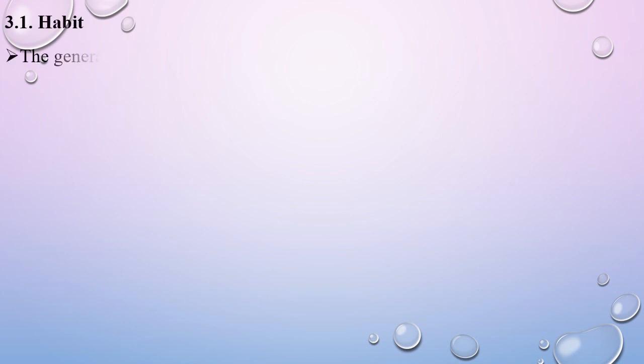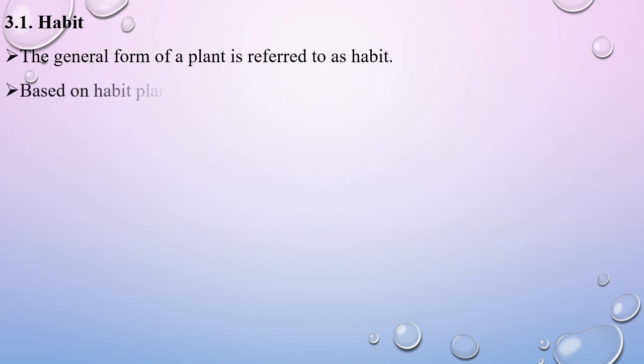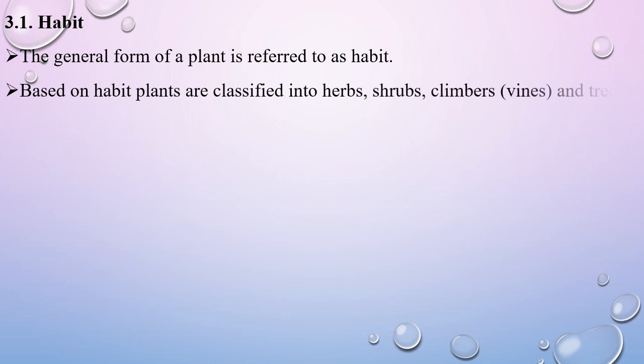The general form of a plant is referred to as habit. The plant life form, a specific characteristic of the plant species in appearance or growth of a plant species, is said to be the habit. Based on the habit, plants are classified into herbs, shrubs, climbers, and trees.